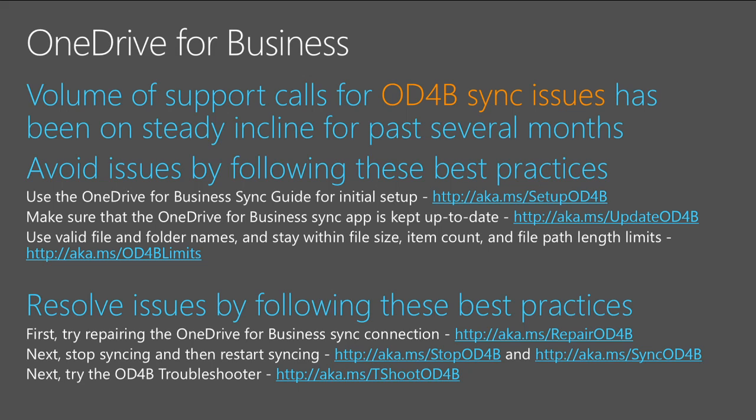You also want to make sure that the sync app is always kept up to date, because the failure to do that is actually a very large call generator. They're using an out-of-date version, it doesn't support a couple of the sync verbs, and next thing you know, things have been broken. And you also want to use valid file names. You want to use valid and limited file sizes, item count, and path length limits, because there are limitations on all of these things for Skype for Business. So that's how you avoid the issues.